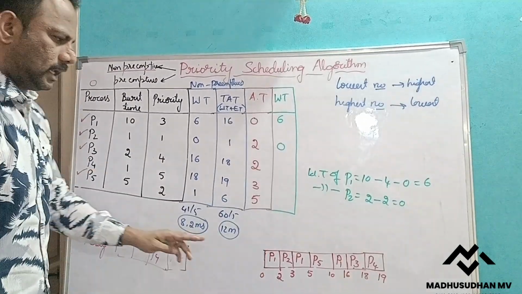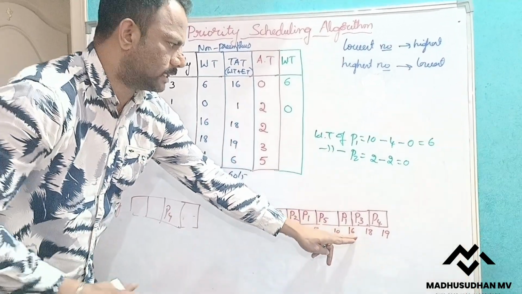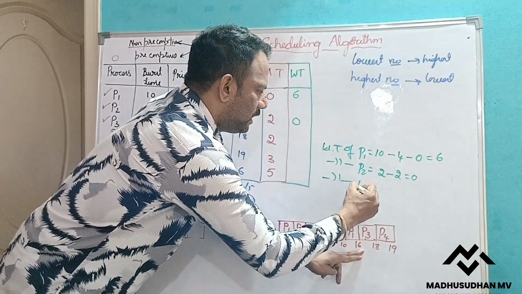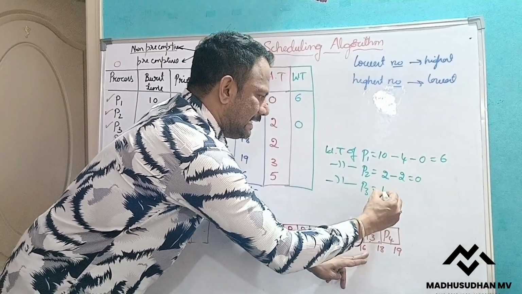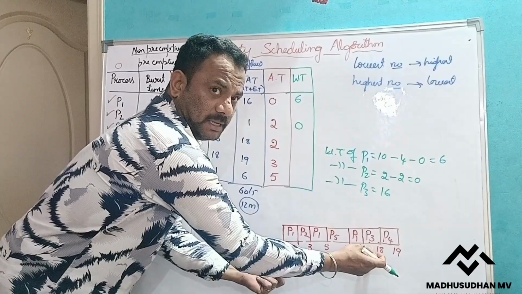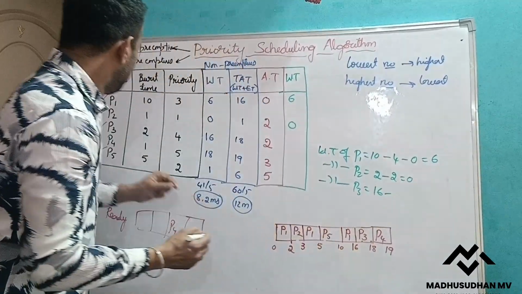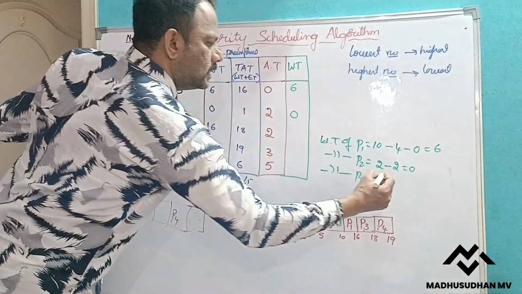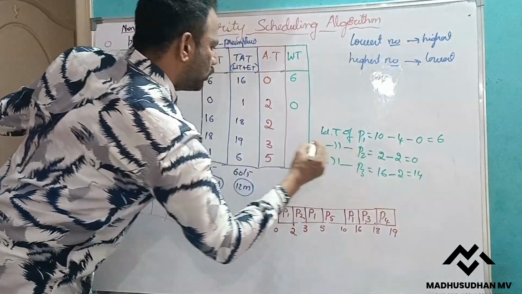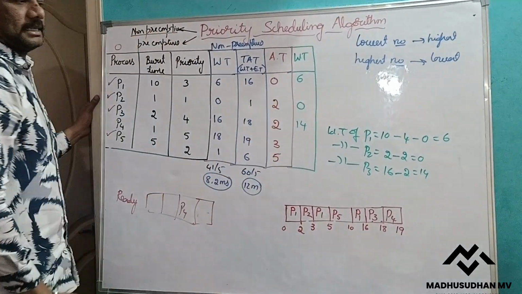So next you come to P3. Again only one occurrence. The waiting time of P3: it waited until 16 milliseconds and then P3 starts. But it arrived at what time? P3 arrived at 2 milliseconds. 16 minus 2 is equal to 14. So this is 14 milliseconds.